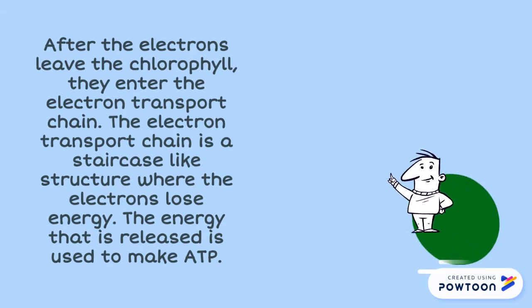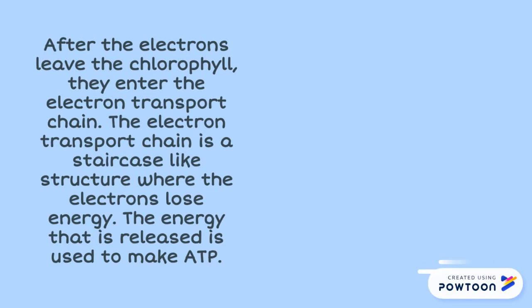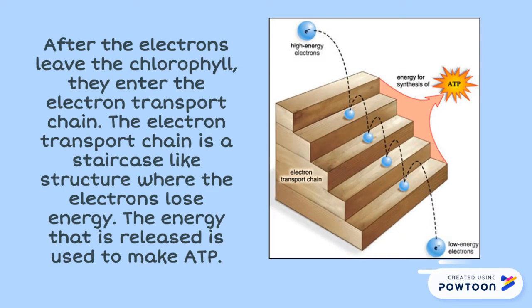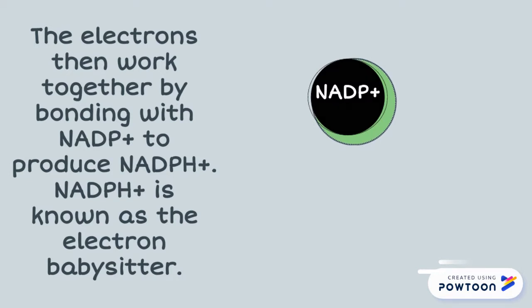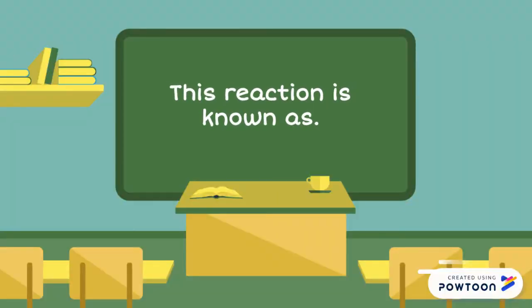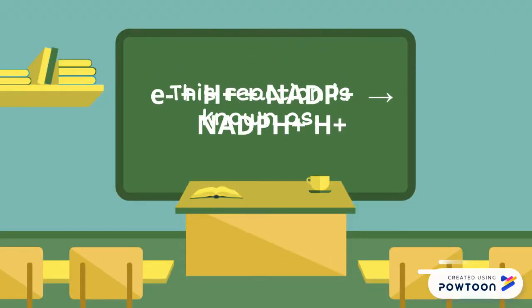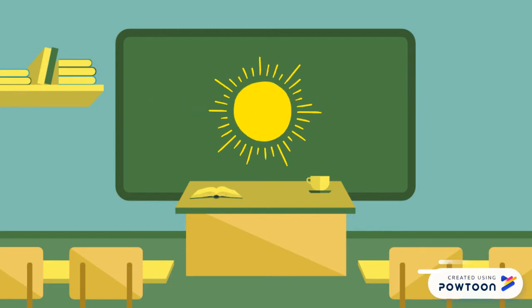After the electrons leave the chlorophyll, they enter the electron transport chain. The electron transport chain is a staircase-like structure where the electrons lose energy. The energy that is released is used to make ATP. The electrons then work together by bonding with NADP+ to produce NADPH+. NADPH+ is known as the electron babysitter. This reaction is known as e- plus H+ plus NADP+ yields NADPH+ and H+. This whole process needed sunlight to occur.